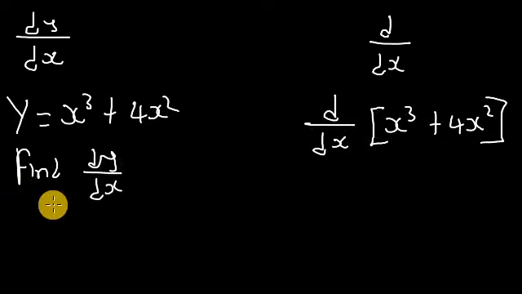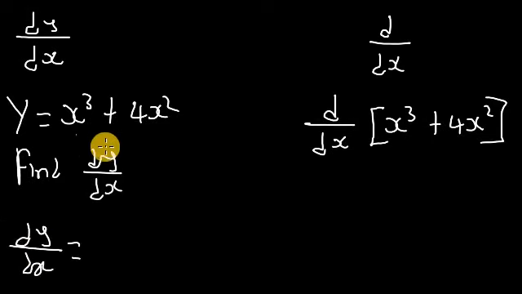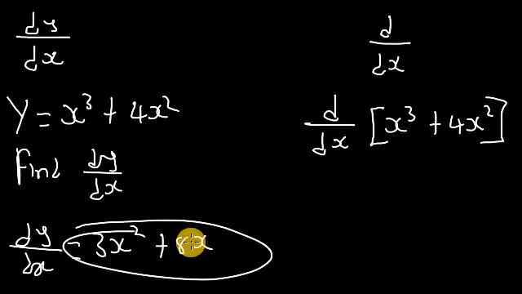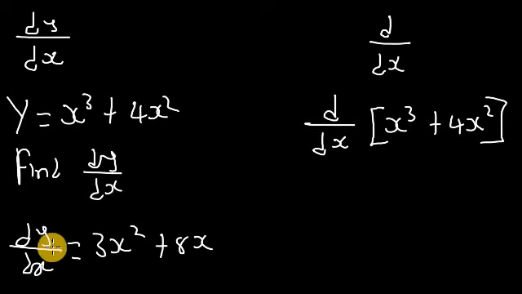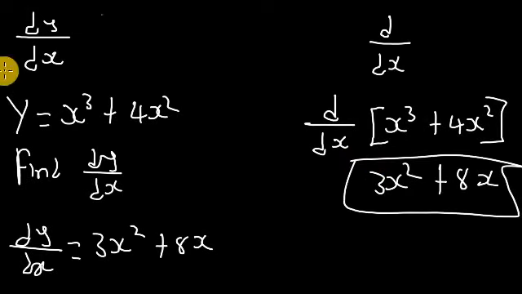So if I find dy/dx, using the power rule I simply get 3x squared plus 8x. This tells me that I've differentiated the function y with respect to x. Whereas d/dx is a command that I should differentiate what I have within the bracket with respect to x. So this will also be 3x squared plus 8x, and this is the answer.